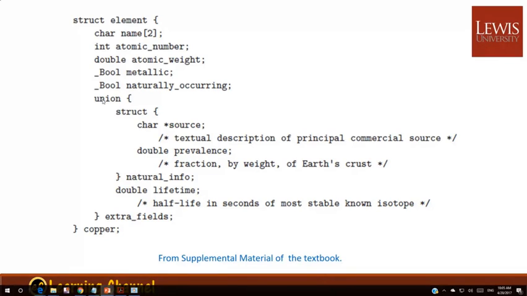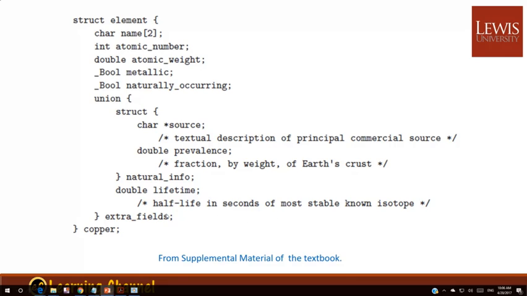Actually, two tuples share one memory space. One is natural information, and one is a double for lifetime. The double for lifetime is 8 bytes, and the natural information includes where you can find it. Only when naturally occurring is true will you have the natural information. If it is false, then you will only have the lifetime.